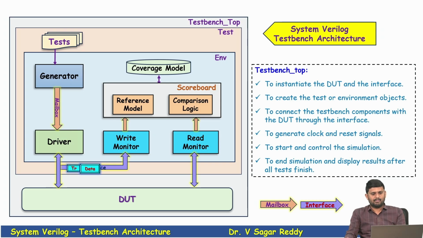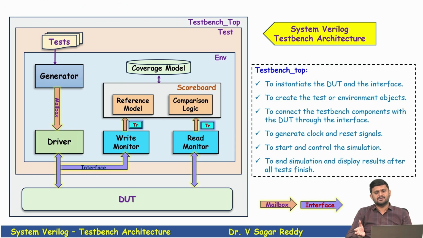The DUT processes the inputs and produces the outputs. The write monitor captures the input transactions and sends them to the reference model, and the read monitor captures the DUT outputs and sends them to the comparison logic, and the comparison logic checks expected versus actual. Then it says pass or fail. The coverage model tracks all the scenarios throughout the simulation. So every component plays its role, perfectly coordinated and fully automated.